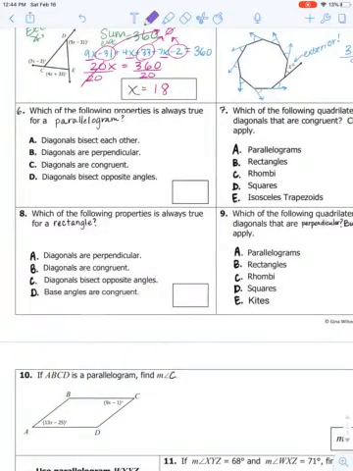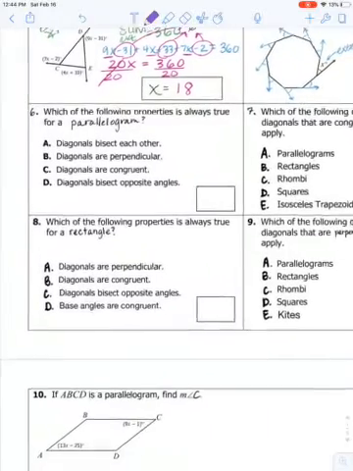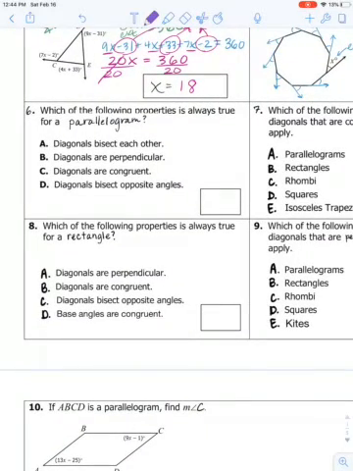So, for number 6, let's look at that. Which of the following properties is always true for a parallelogram? Okay, so if that was your question, maybe it was another one somewhere. Which of the following is always true for a parallelogram? So we need to think about the properties of parallelograms. Okay, there's a lot of properties, but what I'm testing you on is about the diagonals.